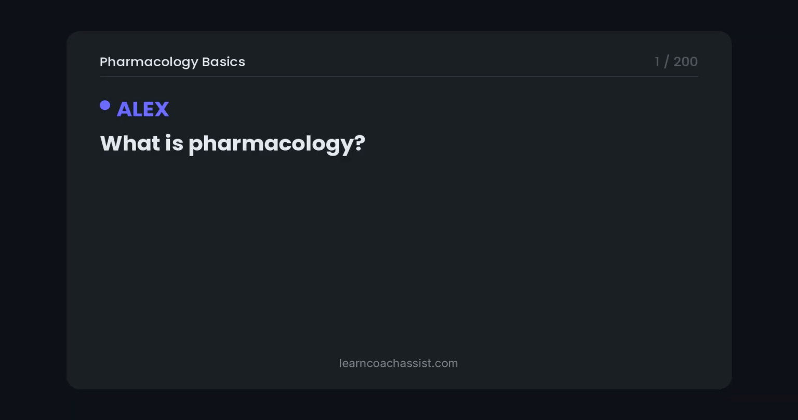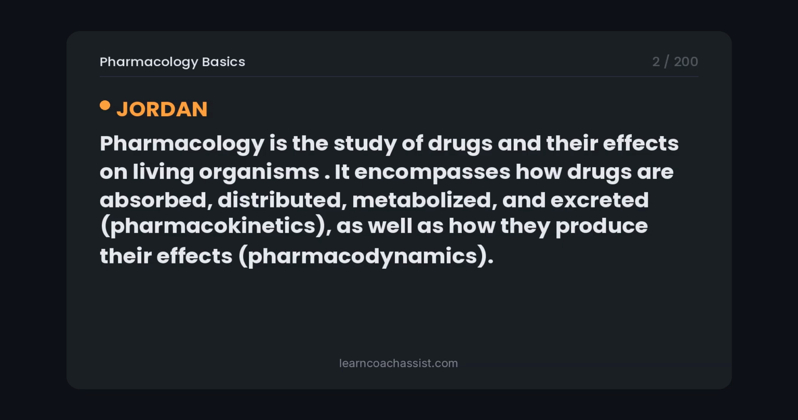What is pharmacology? Pharmacology is the study of drugs and their effects on living organisms. It encompasses how drugs are absorbed, distributed, metabolized, and excreted (pharmacokinetics), as well as how they produce their effects (pharmacodynamics).